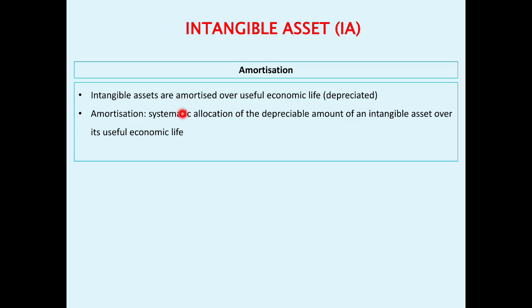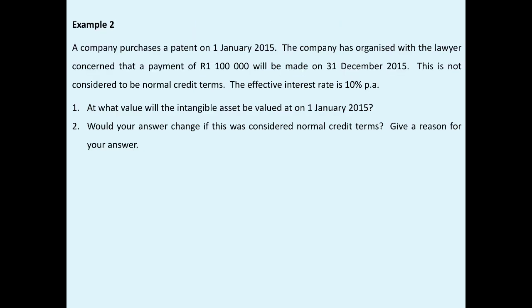Amortization is a systematic allocation of the depreciable amount of an intangible asset over its economic useful life. Now, a very important question: intangible assets that have an unlimited useful life are not amortized. So for example, if something will last forever, you can't depreciate it.